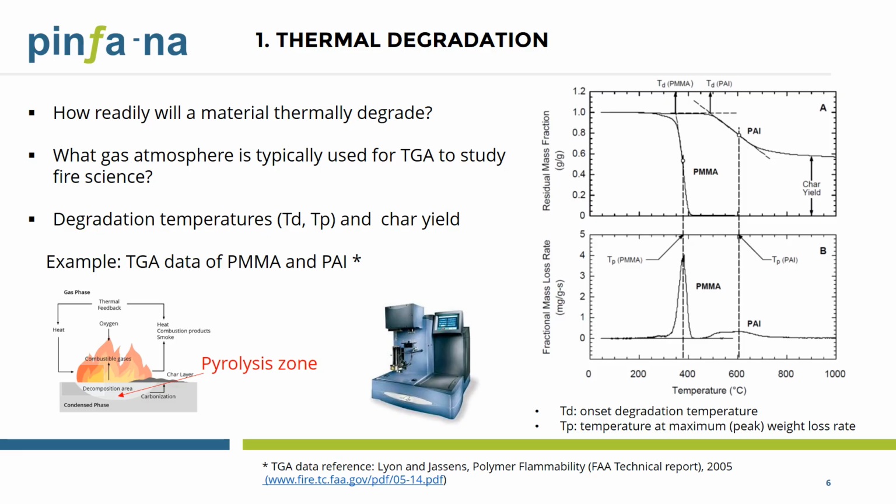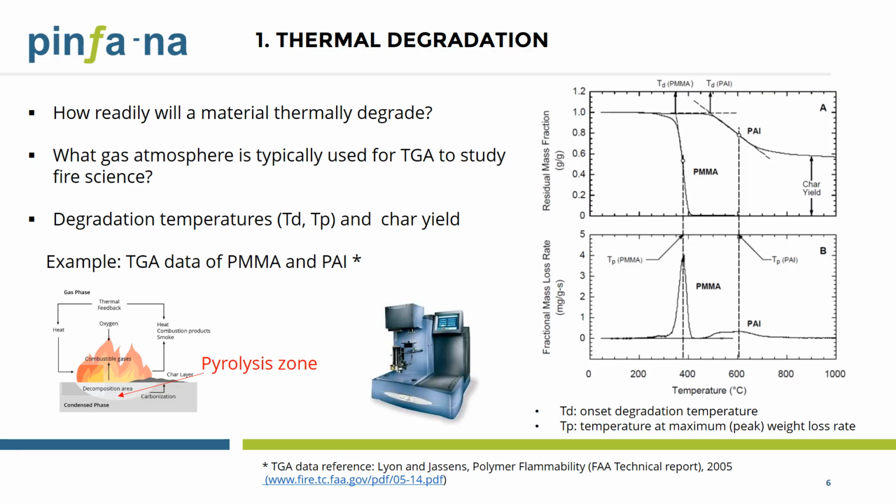TGA may be run either using a constant heating rate or isothermal conditions, that is, keeping the temperature constant at an elevated temperature. Multiple pieces of information may be extracted from TGA results, such as onset degradation temperature TD, the temperature at the maximum weight loss rate TP, temperature ranges for the thermal degradation process, and the char yield at the end of the test. TGA can also be coupled with downstream analytical tools such as GC-MS or FTIR for composition analysis of gas products of the pyrolysis process.